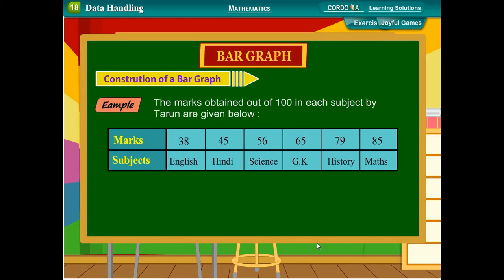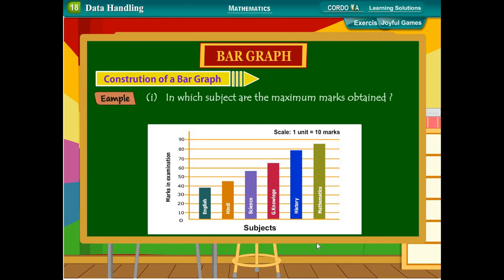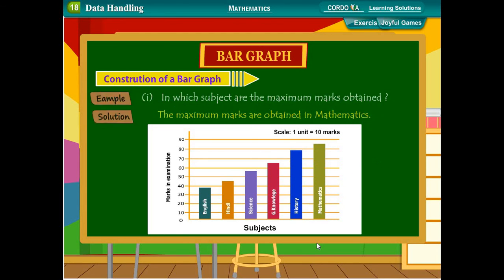Example 1. The marks obtained out of 100 in each subject by Tarun are given below. Marks, subjects. Draw a bar chart for the above data and answer the questions given below. In which subject are maximum marks obtained? Solution. Bar chart. Scale: 1 unit is equal to 10 marks. Marks in examination. Subjects. Maximum marks are obtained in mathematics.